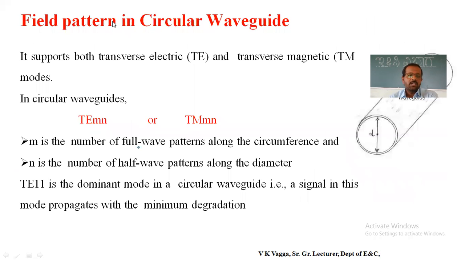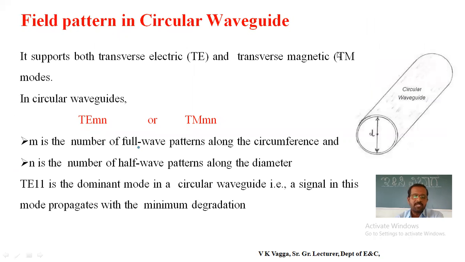And if you take the circular waveguide representation of the field, the field patterns in the circular waveguide are also represented in the TE mode and also in the TM mode. Its representation is also indicated as TEmn or TMmn, where m and n are the subscripts. But in this case, the value of m is the number of full wave patterns along the circumference, and n is the number of half wave patterns along the diameter.